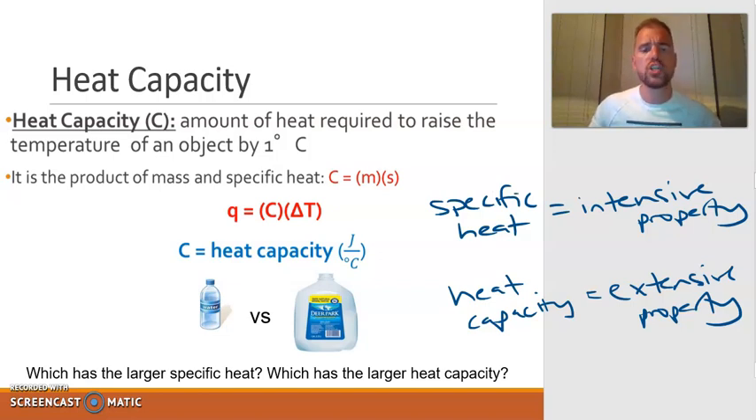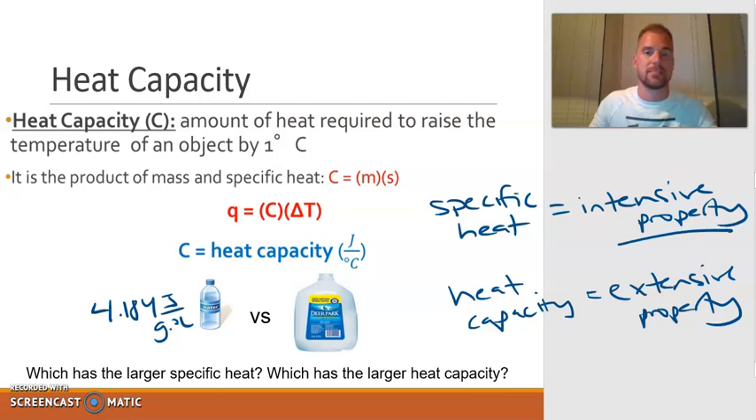First question. Which has the larger specific heat, the bottle of water or the gallon of water? The answer is neither. They both have the exact same specific heat. They're both water, so it doesn't matter that the bottle of water is less water than the gallon of water. Specific heat for liquid water is 4.184 joules per gram degree Celsius. If you have 1 gram of water, it will take 4.184 joules to raise it by 1 degree Celsius. That doesn't matter if you have 1 bottle of water or 1 gallon of water. The specific heat's the same for both.